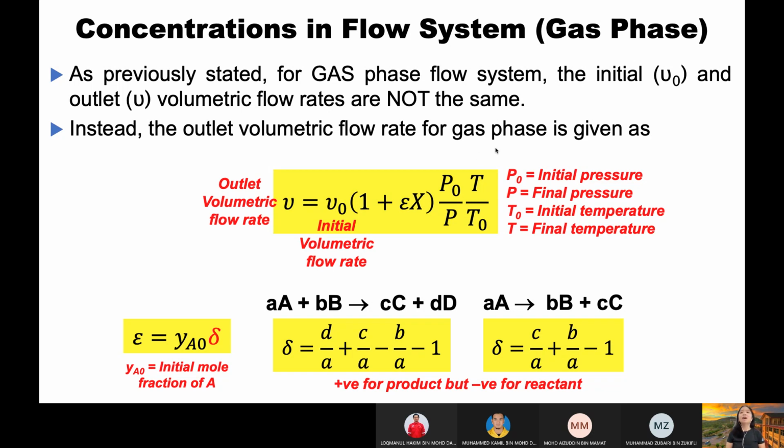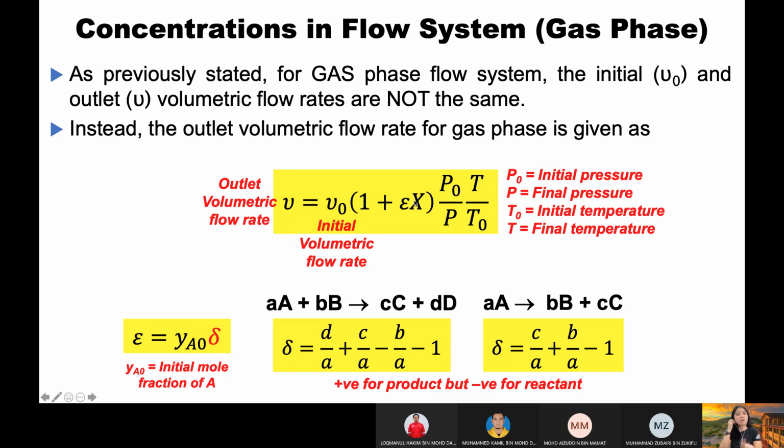Okay, so the equation says that outlet volumetric flow rate, epsilon naught, laju isi padu, bayangkan kamu nak tahu berapa laju isi padu gas tu, outlet tu equals to initial volumetric flow rate. So kalau gas, kalau liquid kita dah berhenti kat sini. Kalau gas kita tambah part yang belakang tu. So become initial volumetric flow rate untuk gas in bracket 1 plus epsilon X.